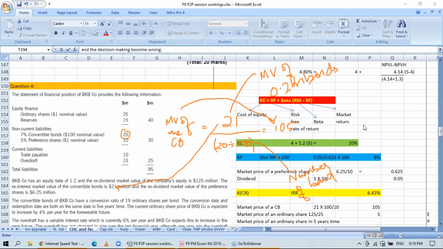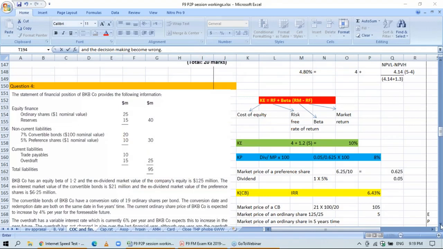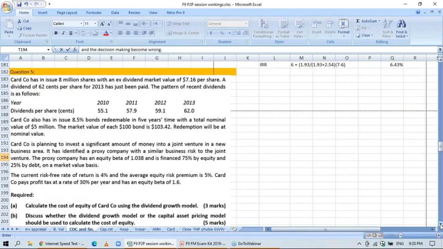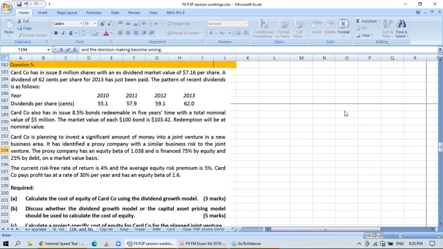So students, our next question is card company. Let's start doing card company. Please go through the question first, students. I'm giving you around 2 to 3 minutes to read the question. Please read the question, then we'll start. Question, card company. I'm waiting for you to read the question first, then I will start.